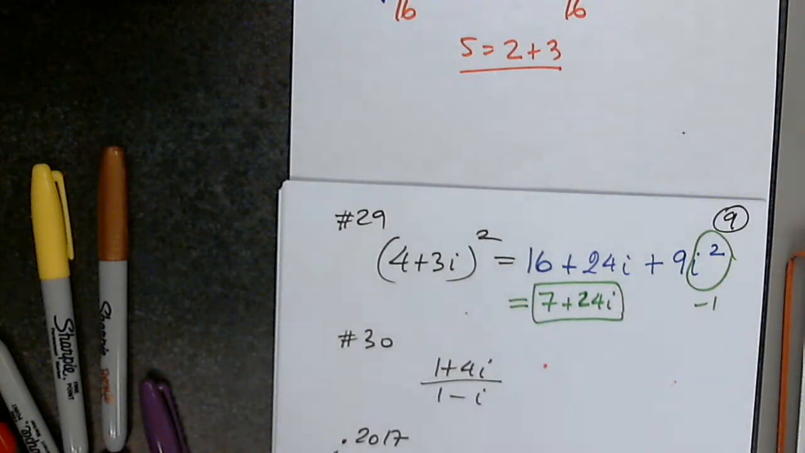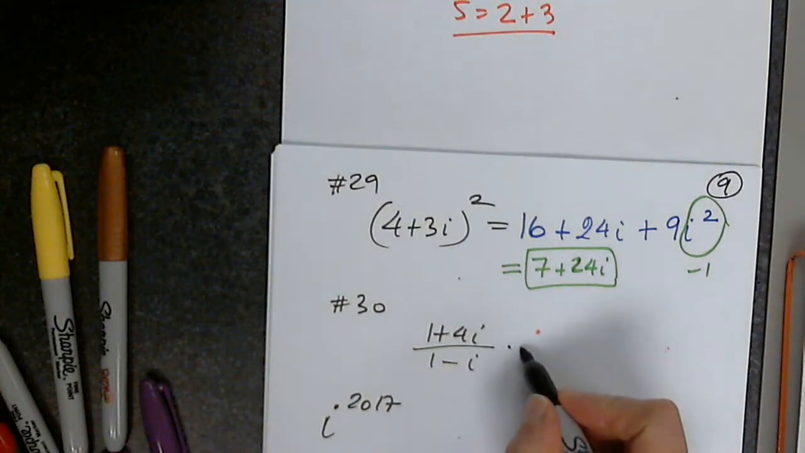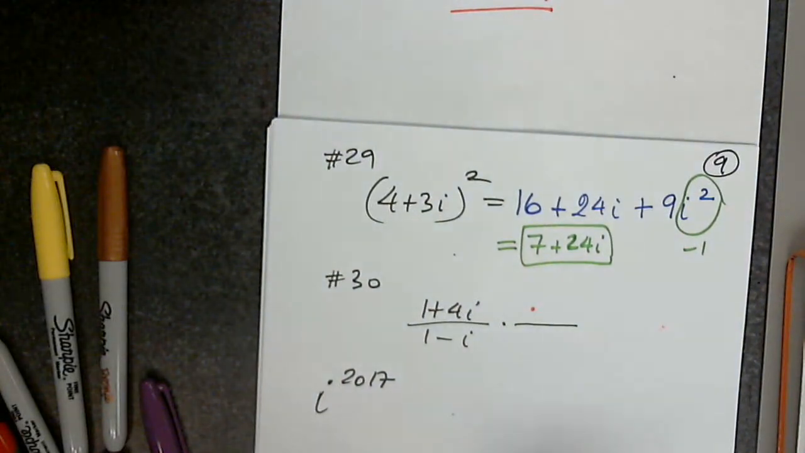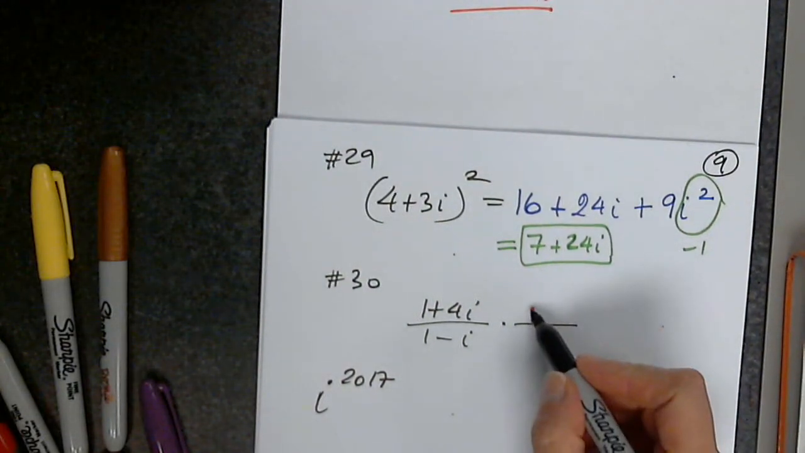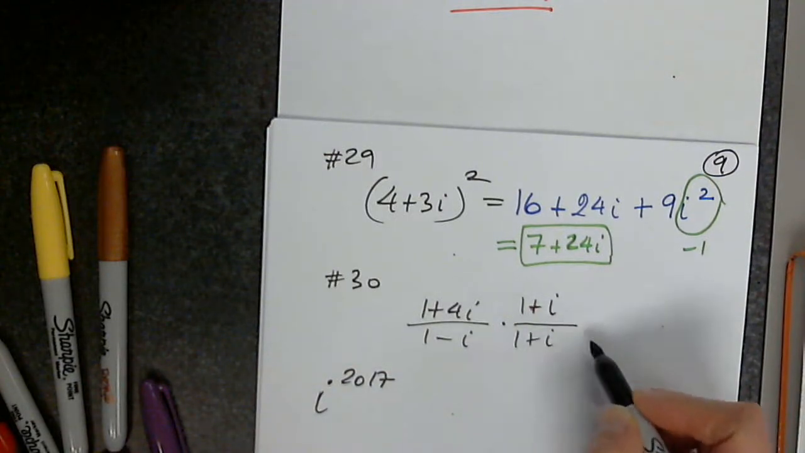This is it. How do we divide two complex numbers? It's like rationalizing the denominator, the same kind of process. I have to do what? Multiply by? It has to be the conjugate. 1 plus i, 1 plus i.